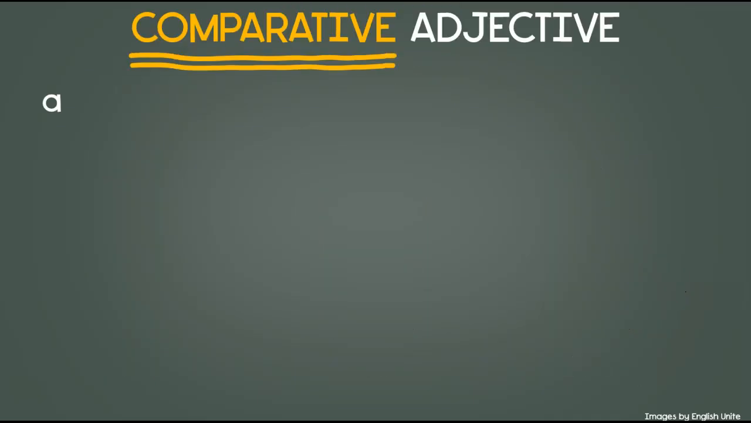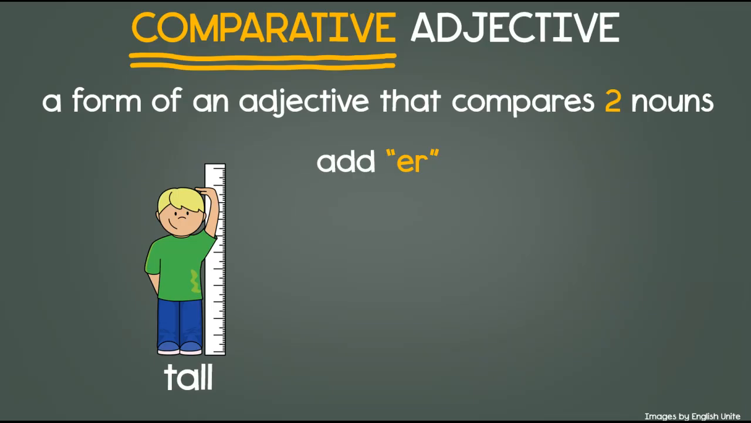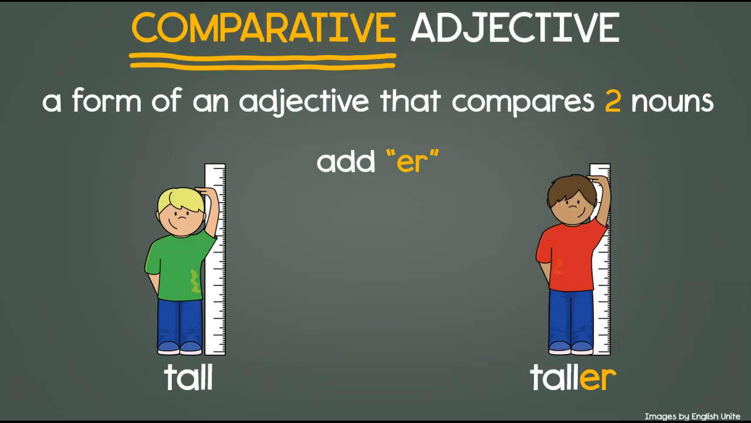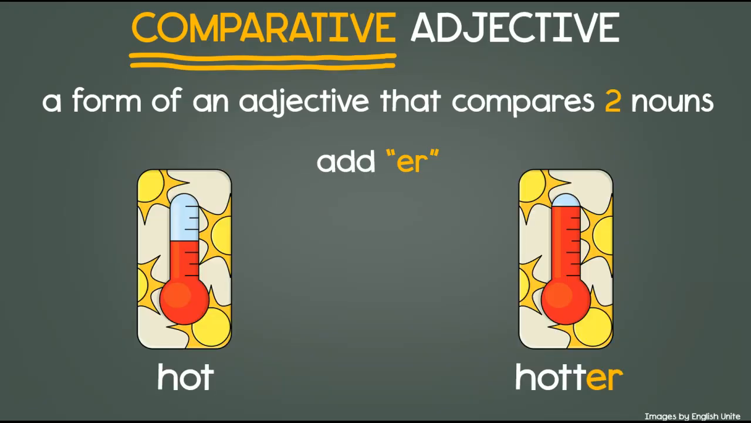A comparative adjective is a form of an adjective that compares two nouns. Usually we add "er" to the end of the adjective to make the comparative adjective. For example, this person is tall, but this person is taller. We are using the comparative adjective to compare the height of two people. You could also say yesterday was hot, but today is hotter, to compare the two temperatures of yesterday and today.